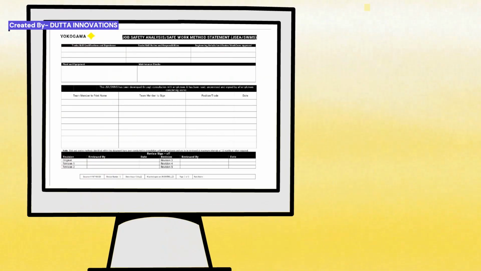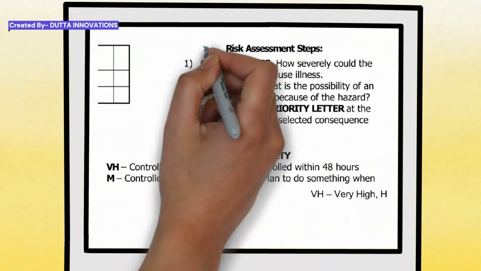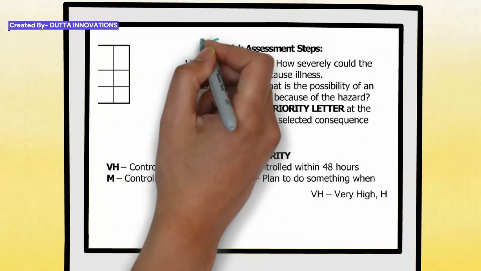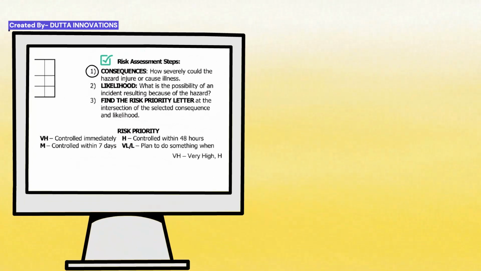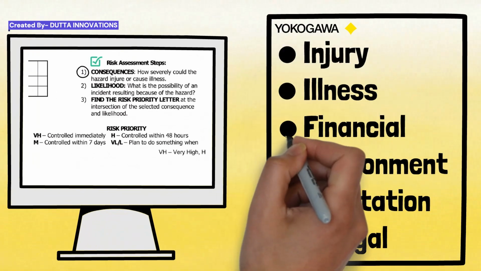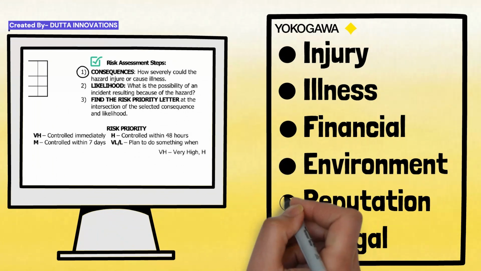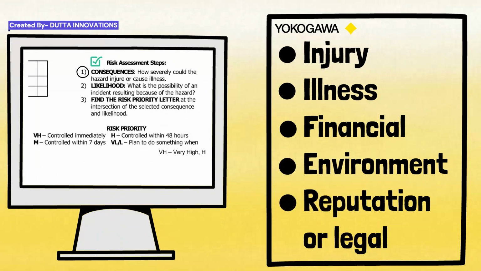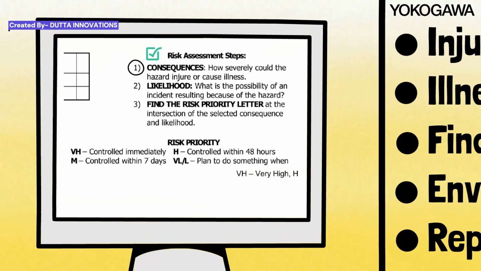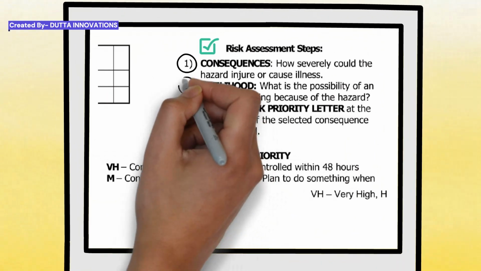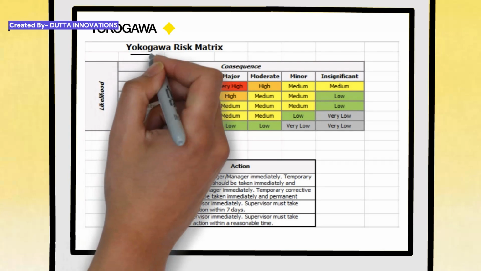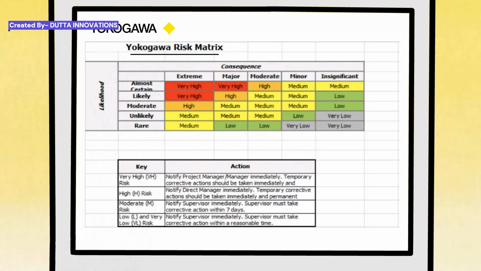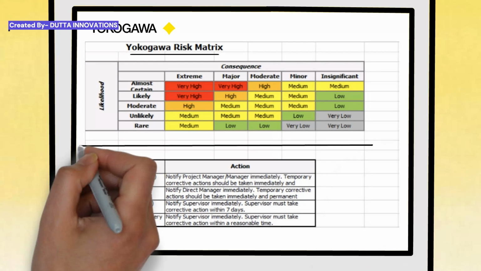In this section, you'll learn how to prioritize risks. We assess risk based on two factors: consequences and likelihood. Consequence can be injury, illness, financial, environment, reputation, or legal. For consequences, we consider the potential severity of the harm. For likelihood, we consider how likely the incident is to occur. Once these are assessed, use the risk matrix to find the risk rating: very high, high, medium, or low.